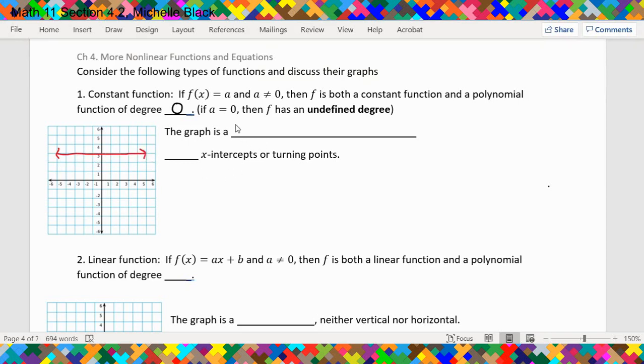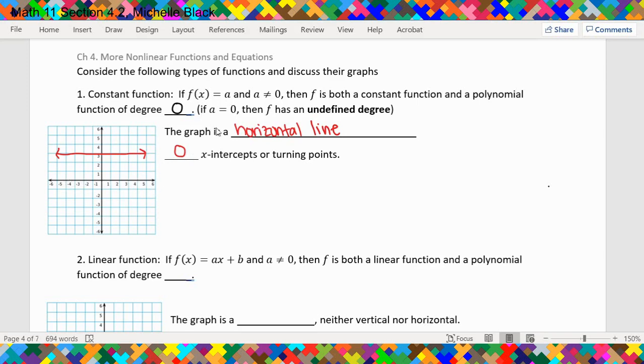What we see is that the graph is a horizontal line, and for this type of horizontal line where a is not equal to 0, we are going to have 0 x-intercepts and 0 turning points. If a is equal to 0, then we consider f to have an undefined degree. And remember, that would be the line that's actually the x-axis.